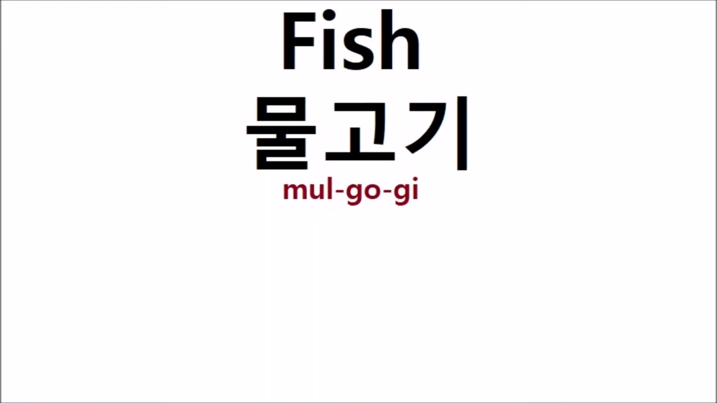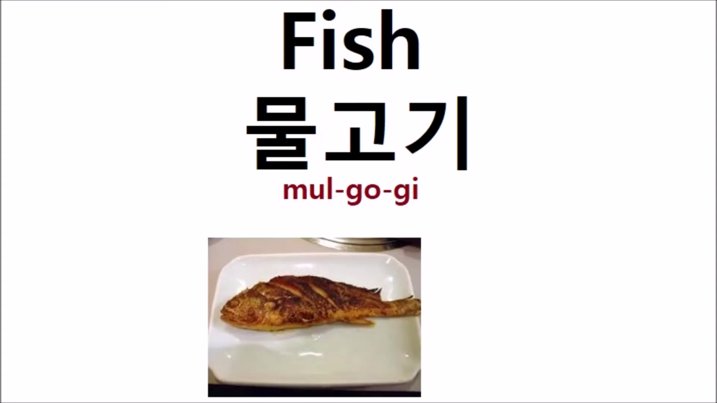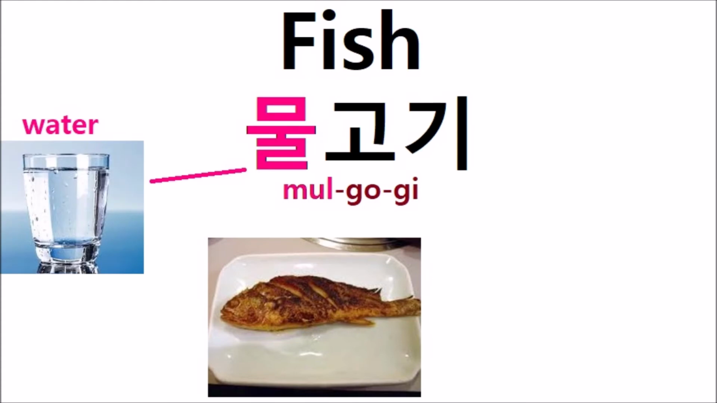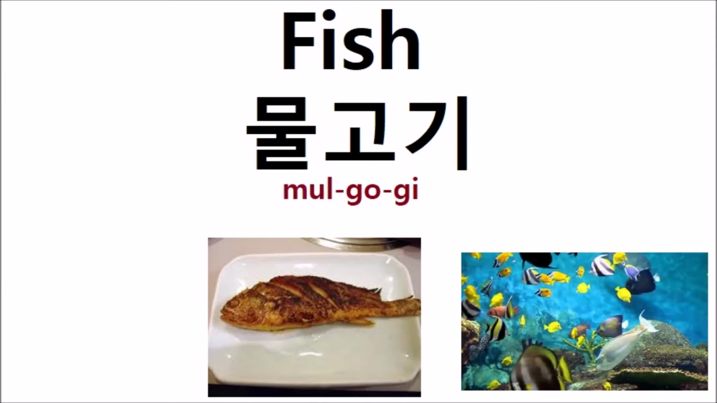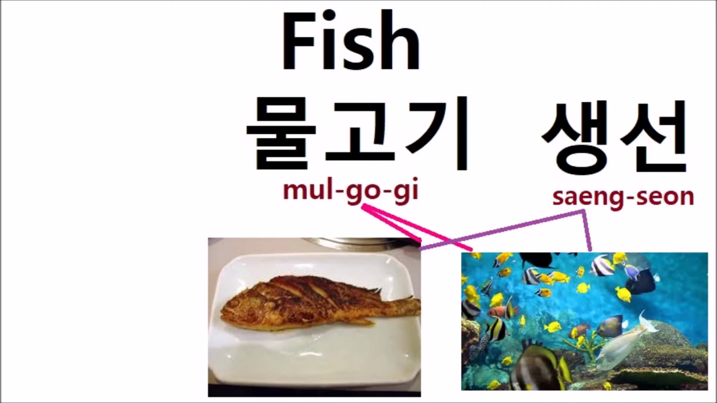Now, fish. Here's the exception to the gogi pattern we've been using. Fish is actually water meat. Mulgogi. Mul means water. And mulgogi refers to living fish and food fish. There is another word for fish, sengsan, which also refers to living fish and cooked fish as well. And you never say sengsan gogi, just sengsan or mulgogi.